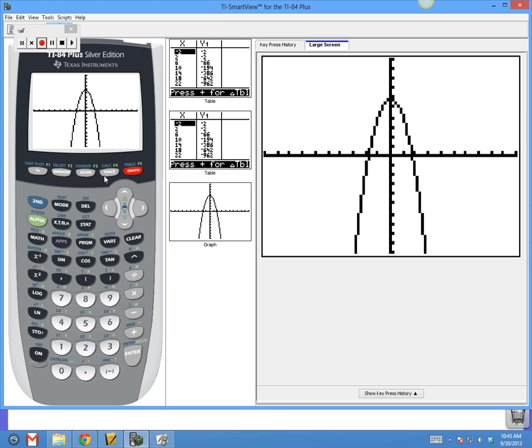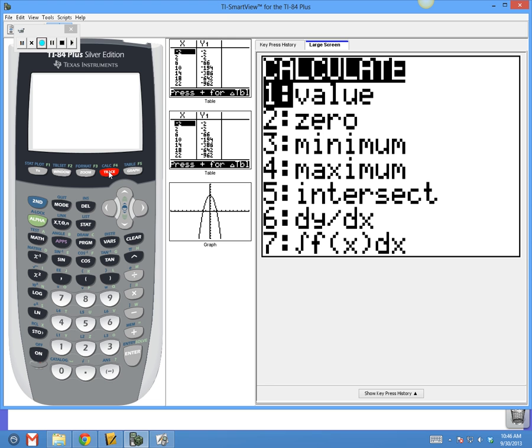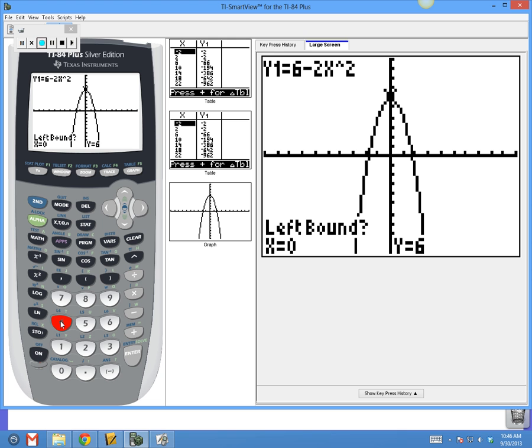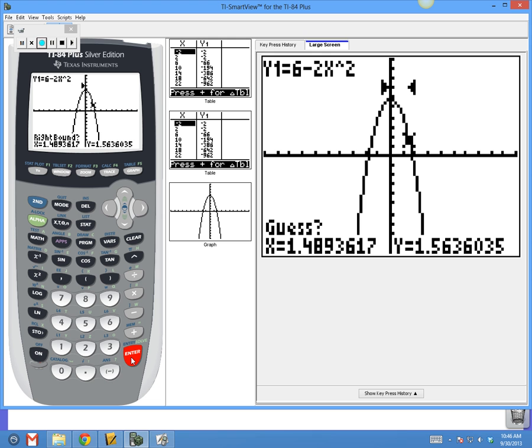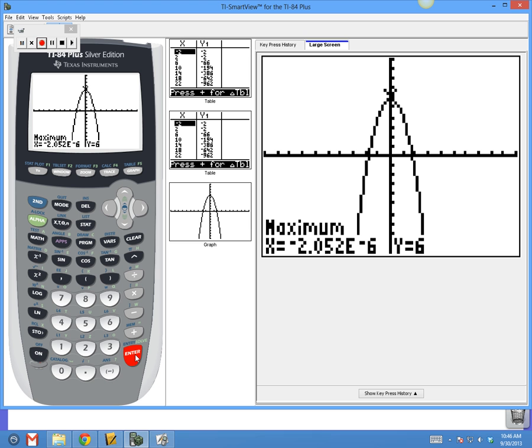If you go into, do you see right here above trace, we've got calc, and in your iPad it's going to be hit the wrench and you can calculate. You can calculate a maximum. So if I go down to 4 and I calculate a maximum, the left bound, so if I sandwich it somewhere between the left and the right, the maximum is going to be right here at 6. So the largest area I can create with that paper is going to be 6 if I use this for the width, for the height, if you use 2.0 something.